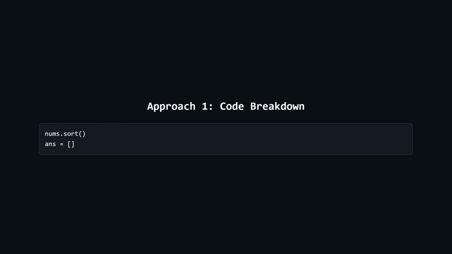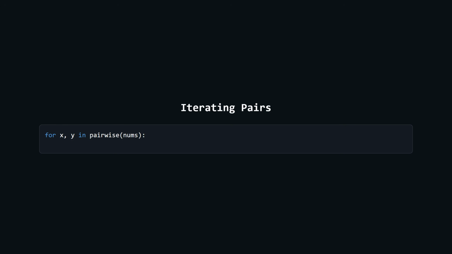Let's look at the code for this. First, we sort our numbers in place and set up an empty list called ans to hold our missing values. Then we use Python's handy pairwise tool. This lets us loop through the list, grabbing 2 adjacent numbers at a time. We'll call the smaller one x and the larger one y. For every pair we generate all the numbers that fall strictly between x and y. If they are right next to each other, like 2 and 3, this range is just empty. We add whatever we find to our answer list.